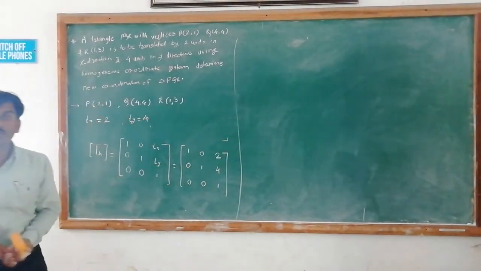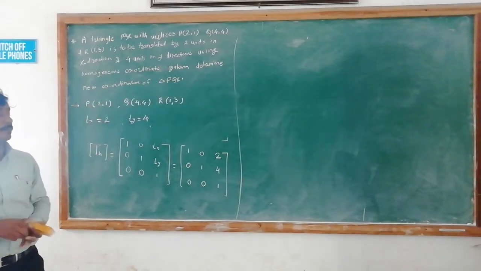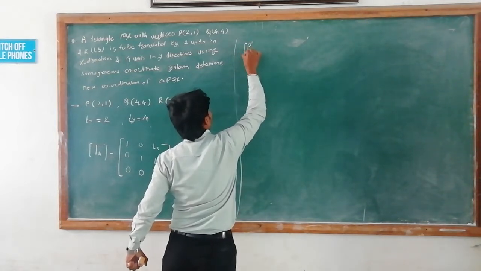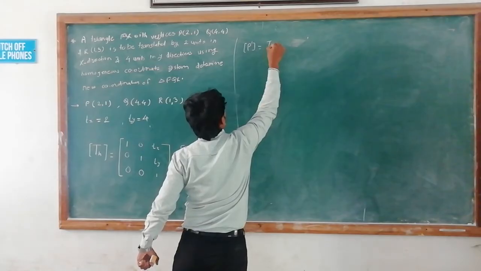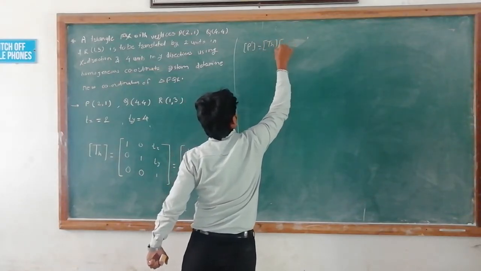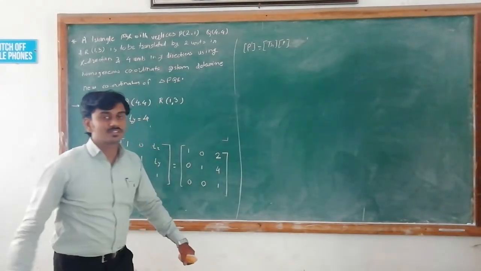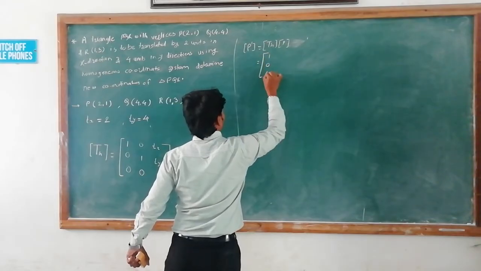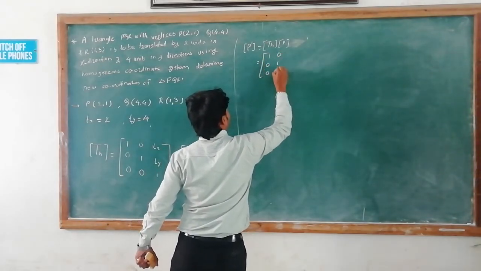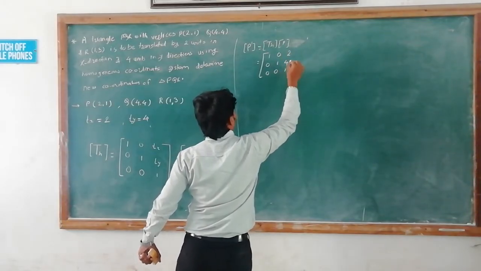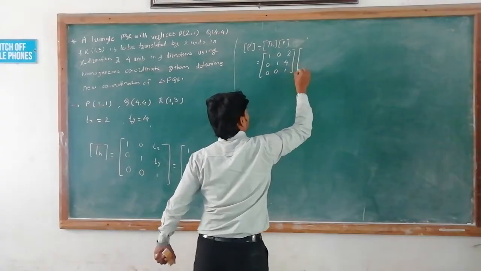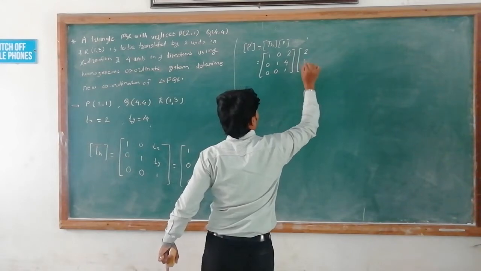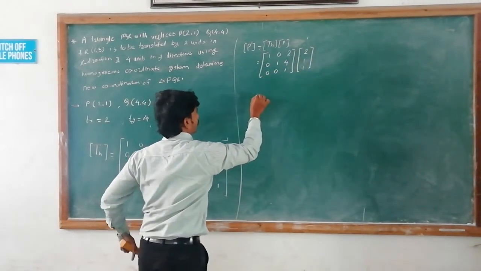This is the translation matrix. Now we have to find the new coordinates of the point P. We consider the new coordinates of the point as P dash. Therefore, P dash is equal to the translation matrix times its original point. So we can write this as 1, 0, 0, 0, 1, 0, 2, 4, 1, and the coordinates of the point P. The coordinates of the point P are 2, 1, and the last coordinate is 1. So we have to take the multiplication of this.